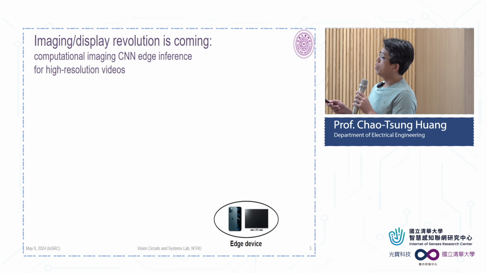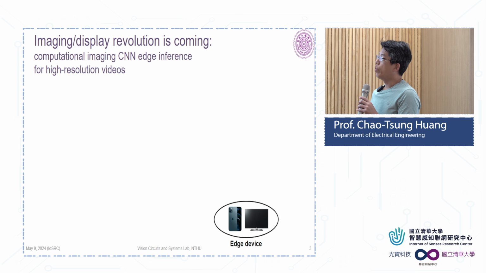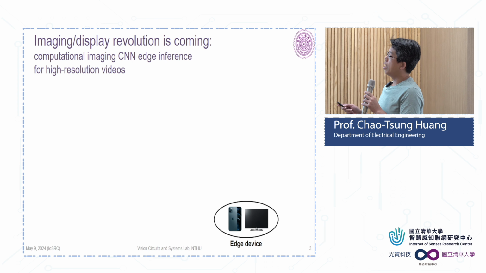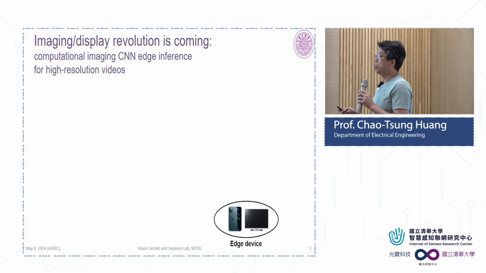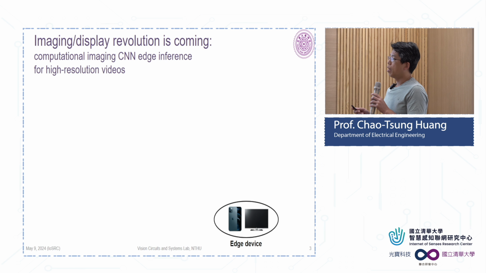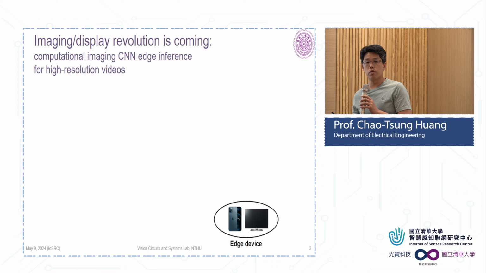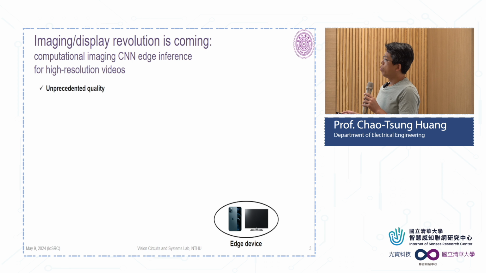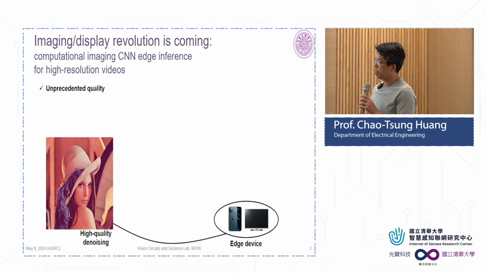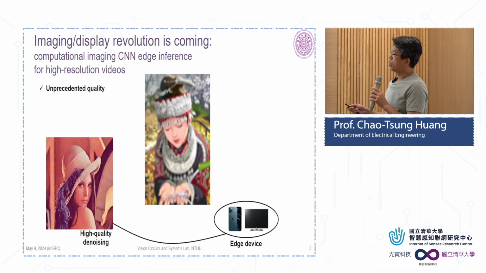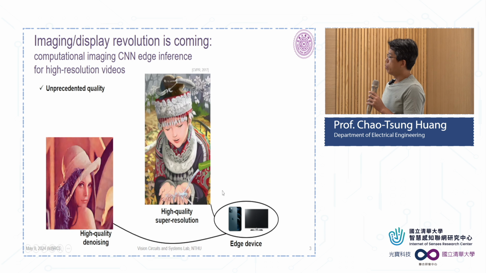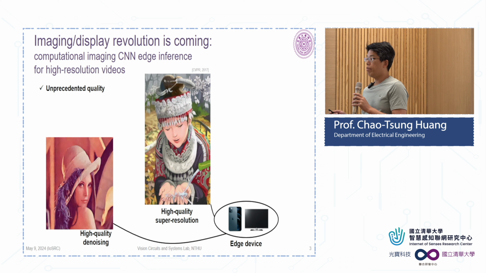We believe that an imaging and display revolution is coming if we can apply high-quality CNNs at edge devices for generating high-resolution videos. It will be a complete upgrade from today's old-fashioned devices. For example, for the traditional image restoration problems, we can have unprecedented quality. For denoising, we can have much better quality. For super resolution, we can increase the resolution like this. And we have seen a lot of evidence from many publication results.